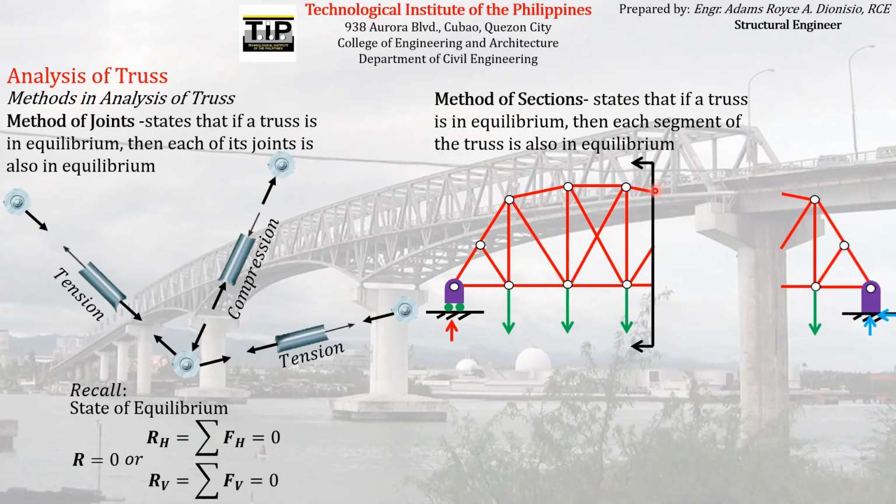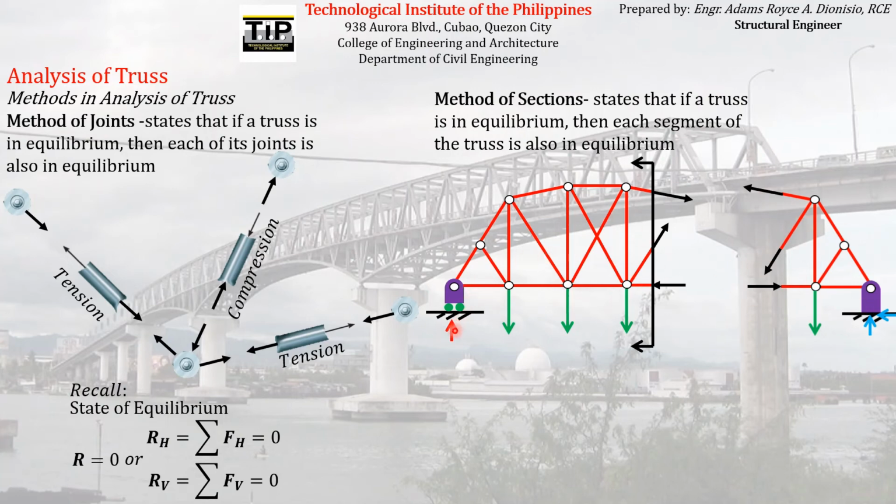So, since may sineparate ako na dalawang body na originally connected, alam natin, pag nag-separate tayo ng dalawang body originally connected, may lalabas na internal force equal in magnitude but opposite in direction. So, yan yung dalawang segment nung truss na nabuo when we cut the truss using this cutting plane or cutting section. Sabi sa method of sections, yung dalawang segment na yan, dapat they are also in equilibrium separately.